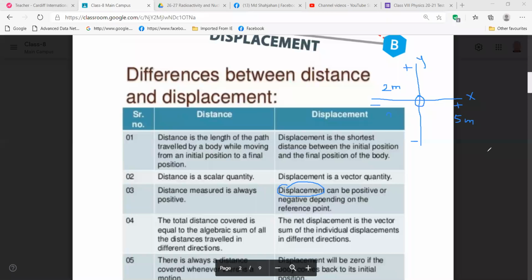Sir, 5 minus 2, right? Yes, 5 minus 2, it's coming 3 meters. So your displacement here is 3 meters. But the distance is 7 meters. Distance is 7 meters because you had 5 meters and again you had 2 meters. You are adding directly with algebraic sum.